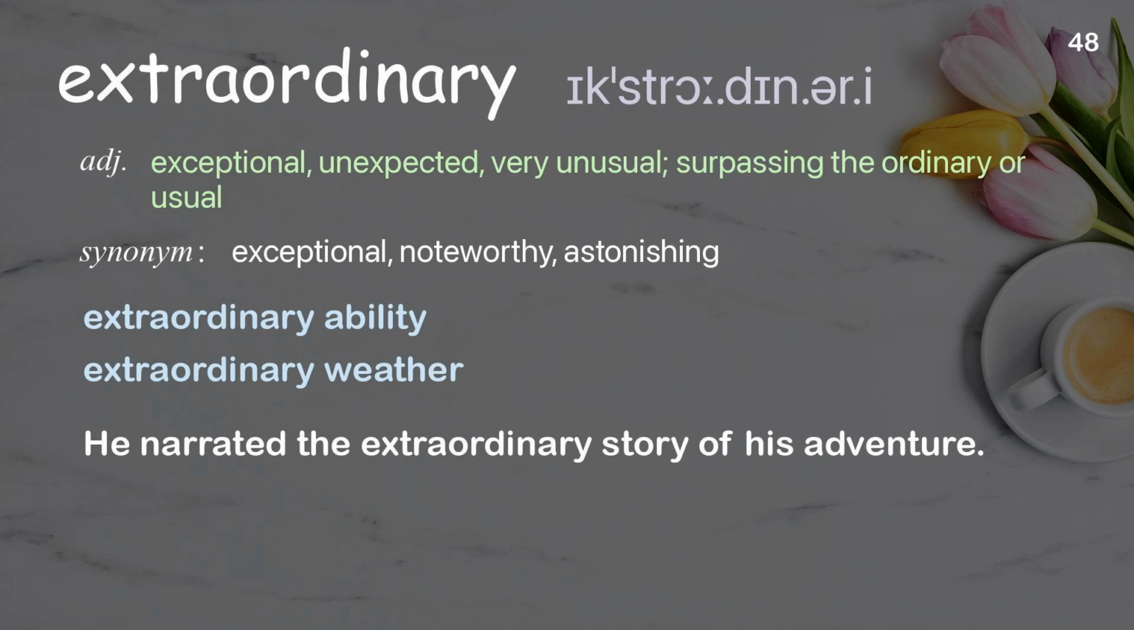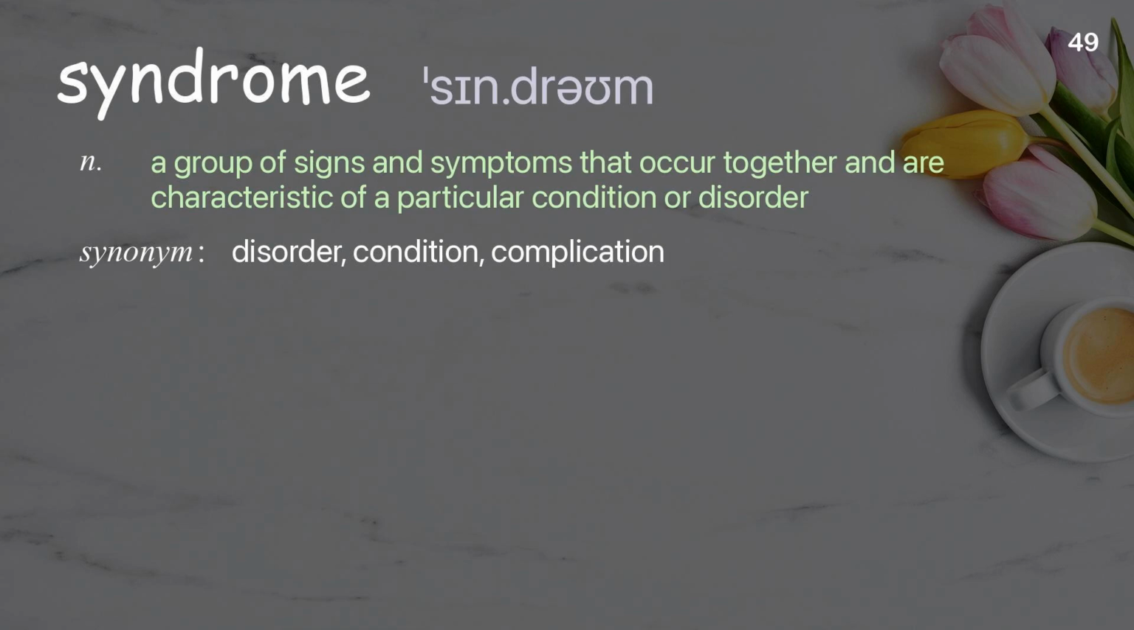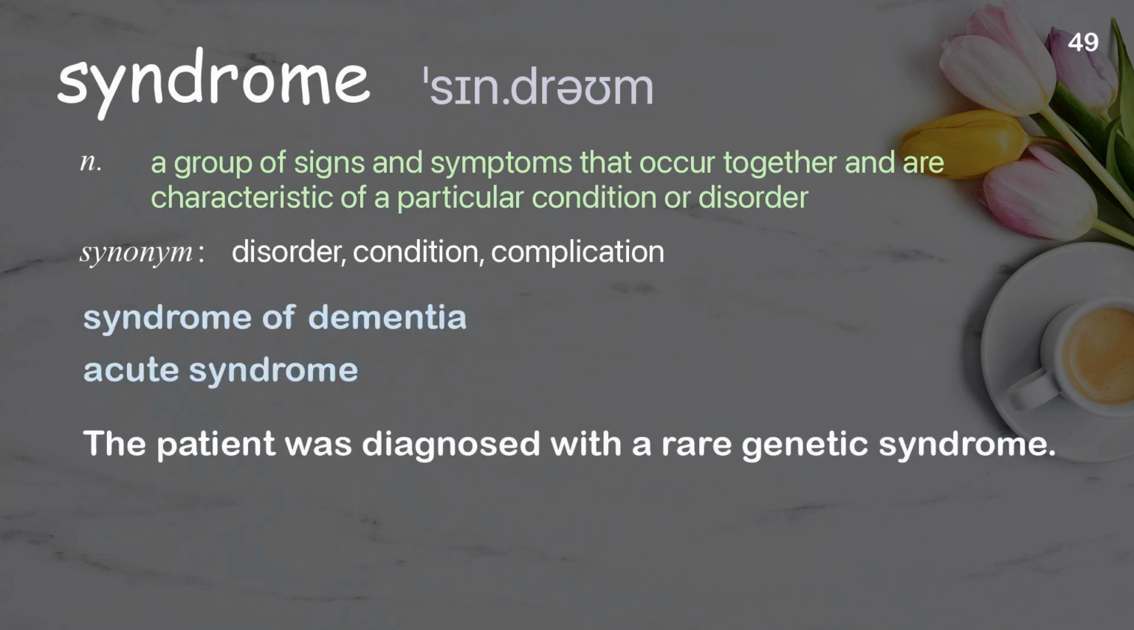Syndrome. A group of signs and symptoms that occur together and are characteristic of a particular condition or disorder. Examples: syndrome of dementia, acute syndrome. The patient was diagnosed with a rare genetic syndrome.